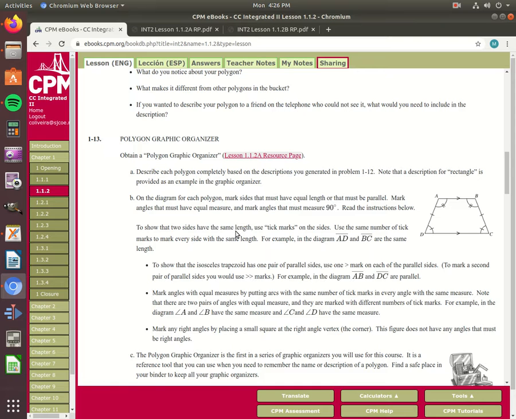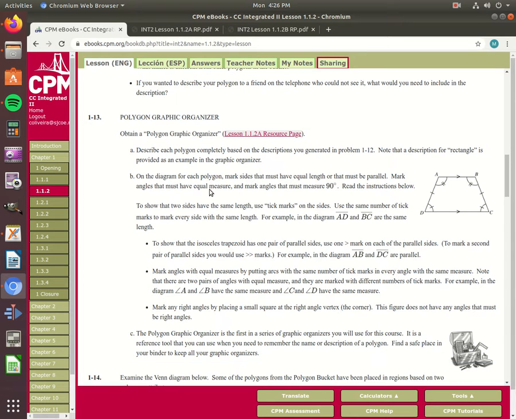So if we go back over here, reading through, it says on the diagram for each polygon, mark sides that must have equal length or must be parallel, mark angles that must have equal measures, and mark angles that must equal 90 degrees. So read the instructions below. To show that 2 sides have the same length, use tick marks on the sides again. Those tick marks mean the same length. It says use the same number of tick marks to mark every side with the same length. For example, AD and BC are the same length because they have 1 tick mark.